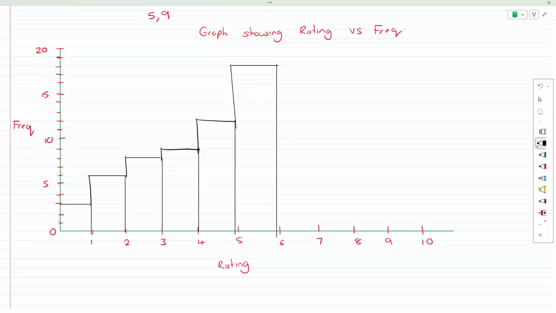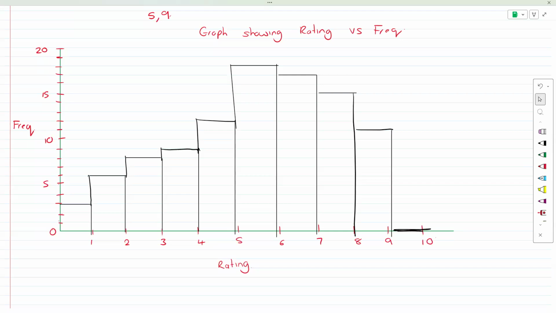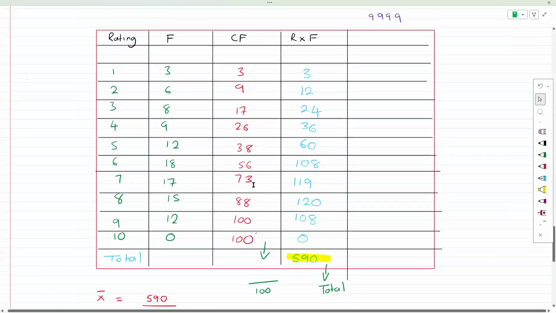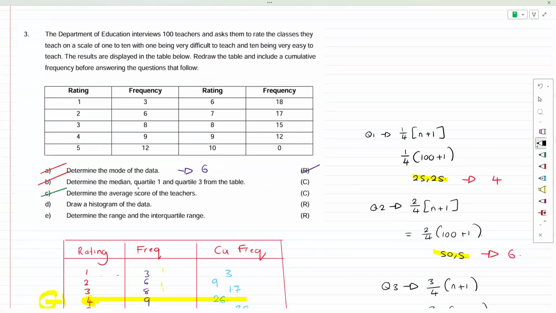7 would be 17. 8 would be 15. 9 would be 12. I think there's two 12s if I'm not mistaken. Yeah, 9 would be 12. And then 10 would be 0. This is not a very neat graph, but this is the best I can draw at the moment with my graphic tablet. But determine the range and the interquartile range.